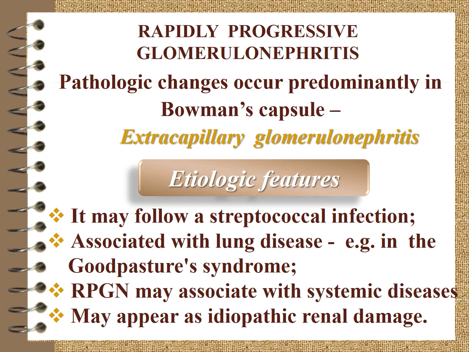RPGN may be associated with systemic diseases, for example, systemic lupus erythematosus and so on. Sometimes it appears as idiopathic renal damage. The disease has an immunological mechanism. Extracapillary glomerulonephritis is characterized by the presence of potentially pathogenic antibodies or immune complexes in the plasma. These include antiglomerular basement membrane antibodies, antinuclear antibodies, and antineutrophil cytoplasmic antibodies.